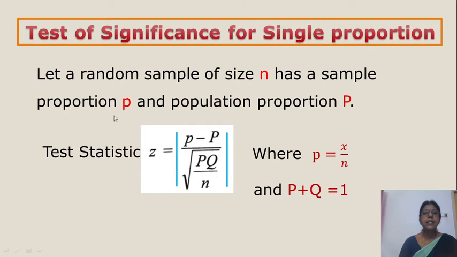The test statistic Z, also known as Z calculated, is equal to small p minus capital P divided by root of PQ by n, where small p is x by n and capital P plus Q is equal to 1.